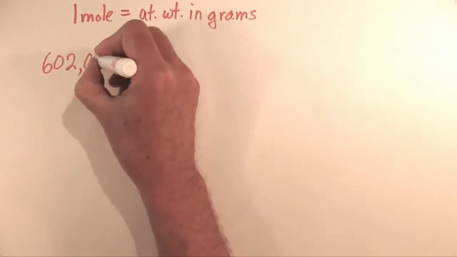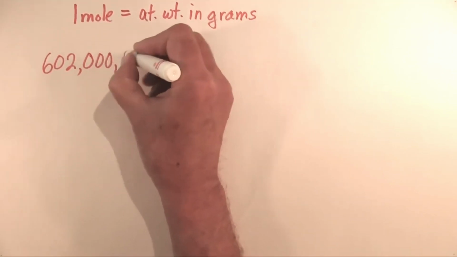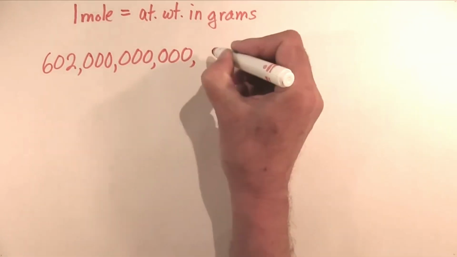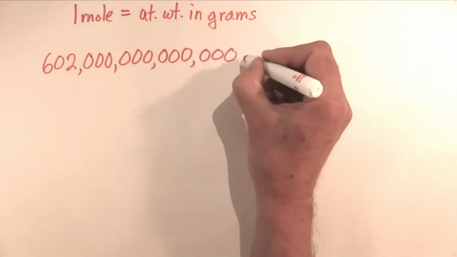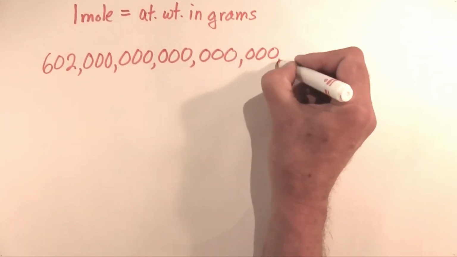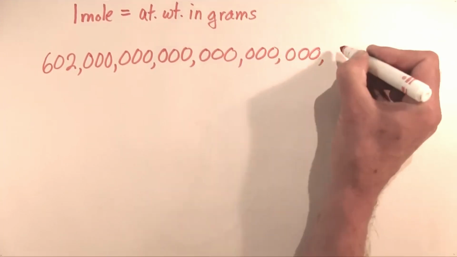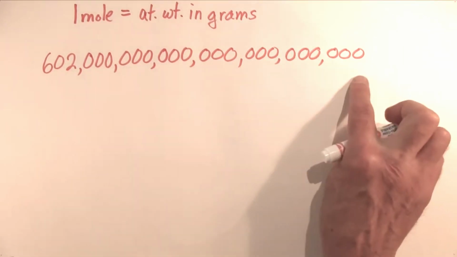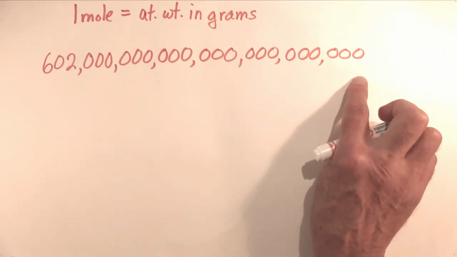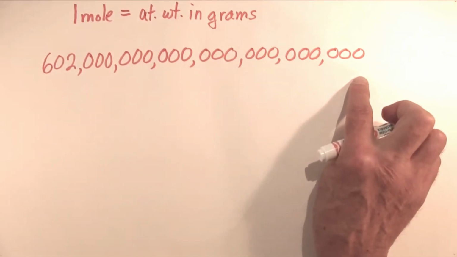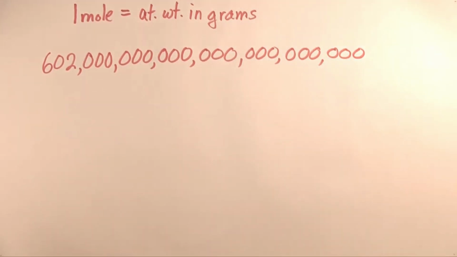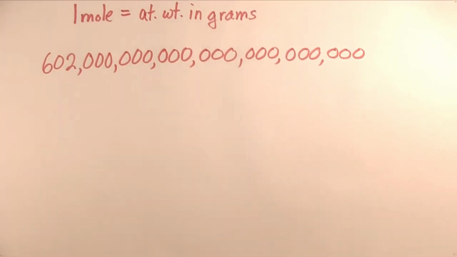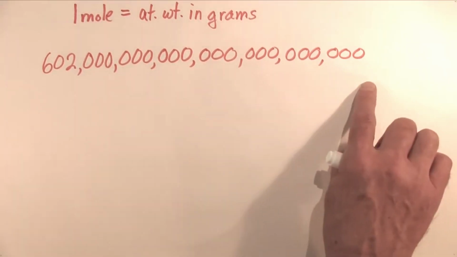602 billion. A billion has 9 zeros. Trillions. A trillion has 12 zeros. So 600 billion trillions. That's a freaking huge number. And you saw how long it took me to write that out. Well, nobody wants to sit there and write out that number all the time.